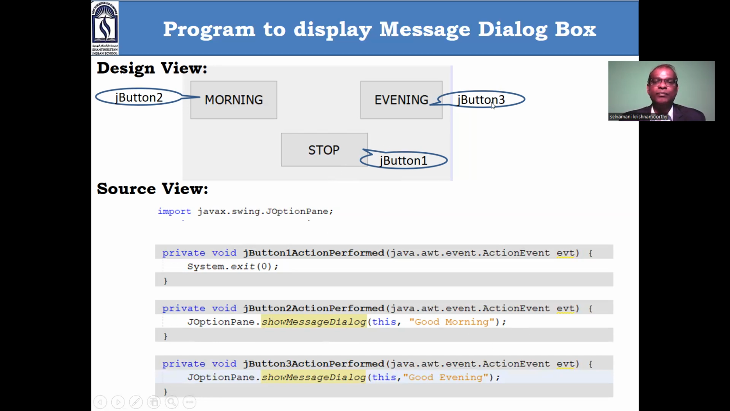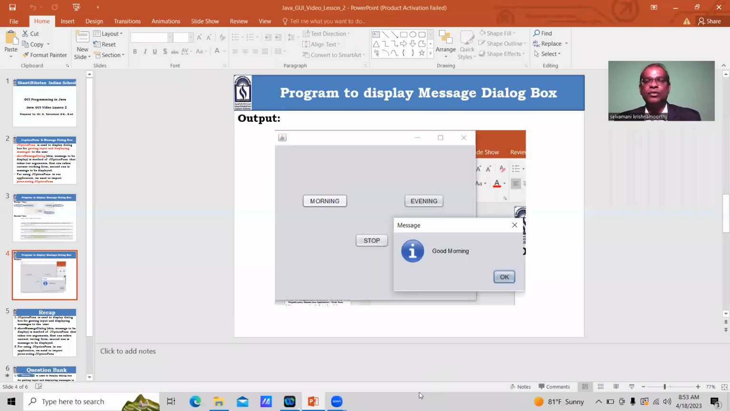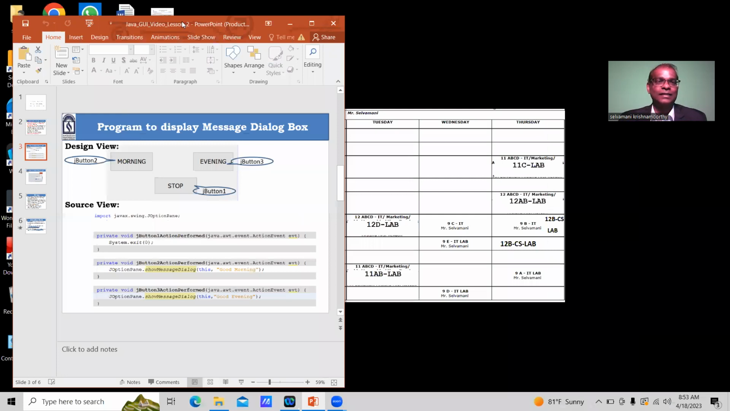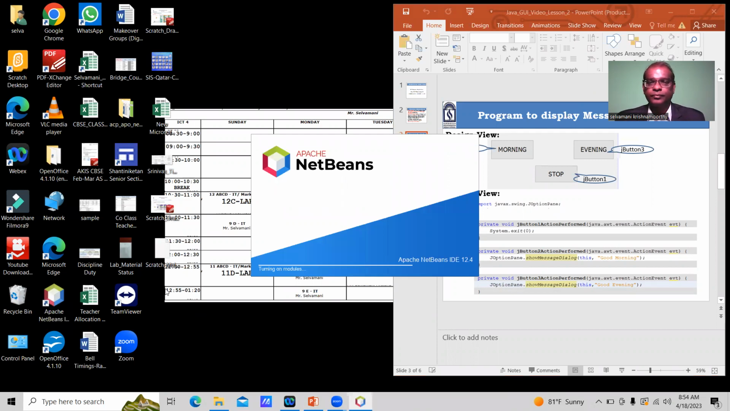Same thing, see button 3. This is the code for button 3. JOptionPane.showMessageDialog, this, good evening. Is it clear? Good. My output should be like this. So now in front of you, I will show the same program. I will do the same program in front of you so that you can easily understand. So I want to open Apache NetBeans now. Only 3 lines of coding. 3 buttons, 3 lines of coding. That's all. Simple.